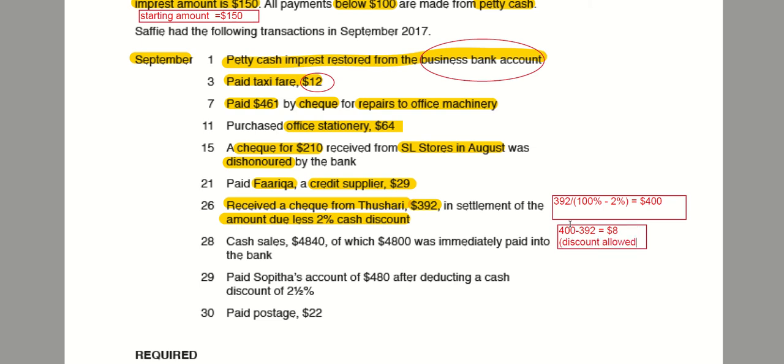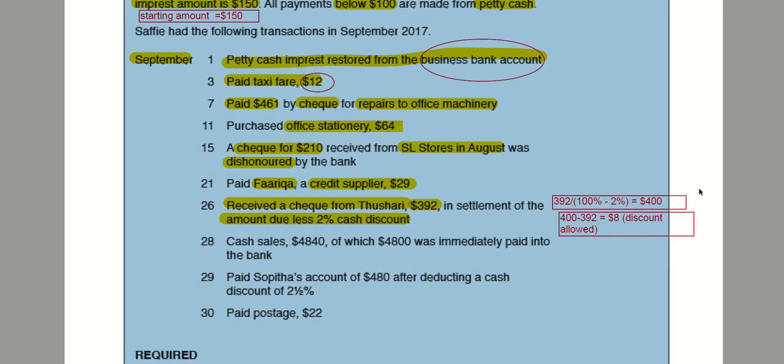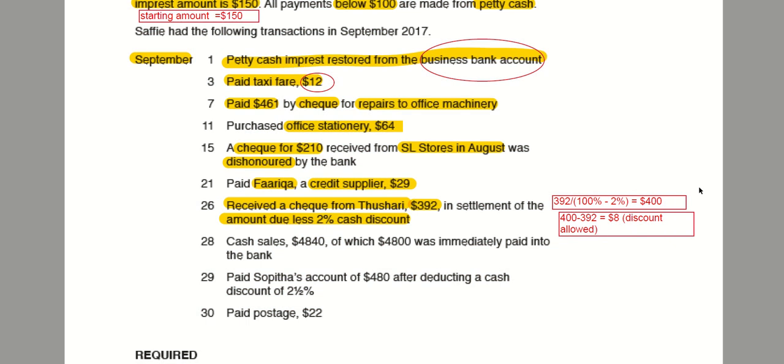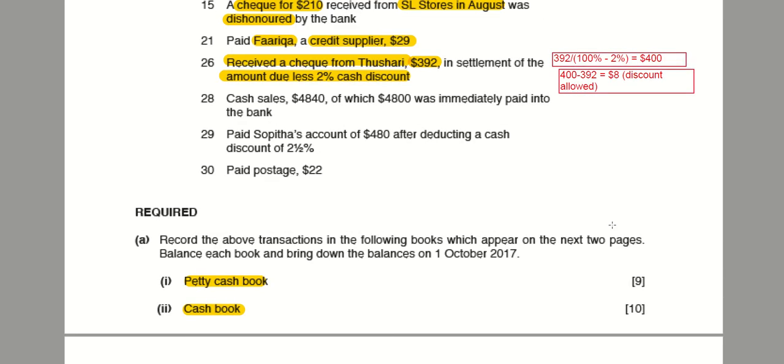So basically your customer was owing you $400, but he paid you only $392. So you allowed him a discount of $8. So now we have the amount for the discount column and the amount for the bank column. So the bank column will record 392 and the discount column will record 8. So let's go in the cash book and record it there.